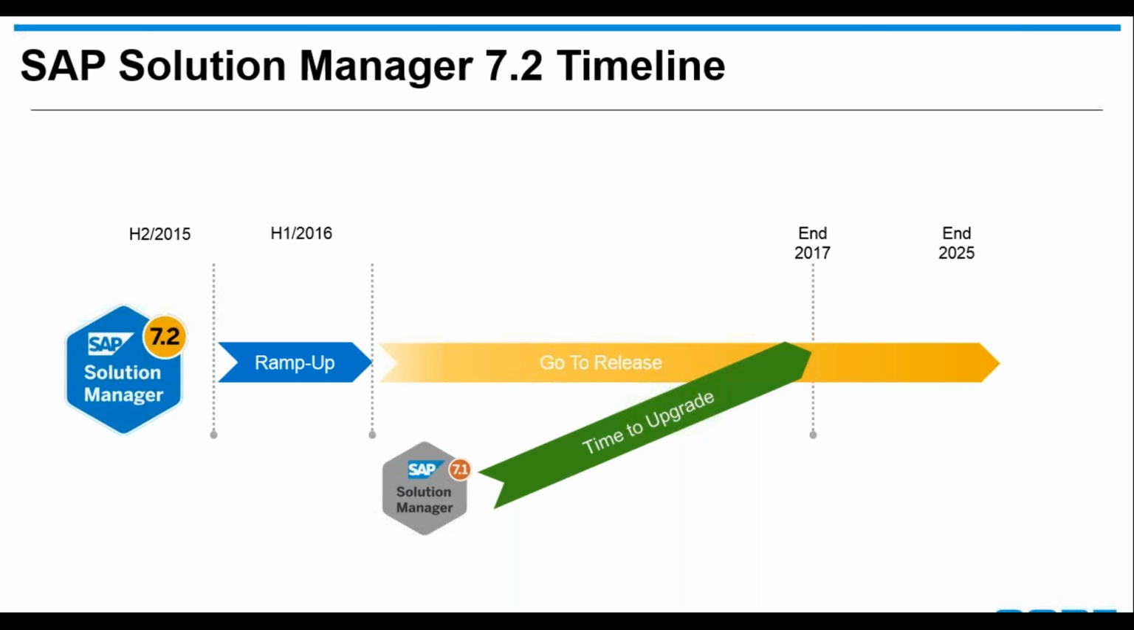So here's the timeline. Solution Manager 7.2 started out in 2015 and ramped up last year. Now 7.2 is up to release 4, maybe 5 is coming out shortly. And it's ready for customers to begin using. 7.1 goes out of support at the end of this year.